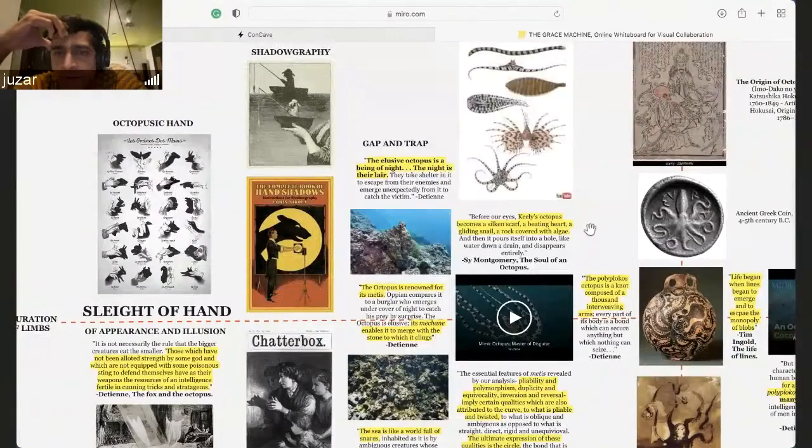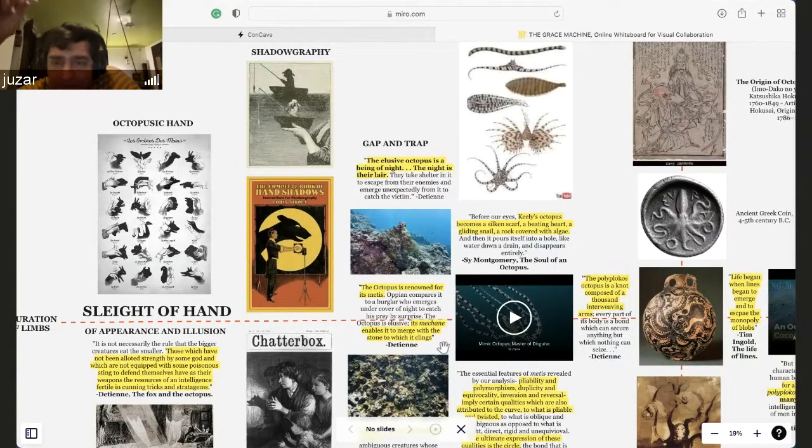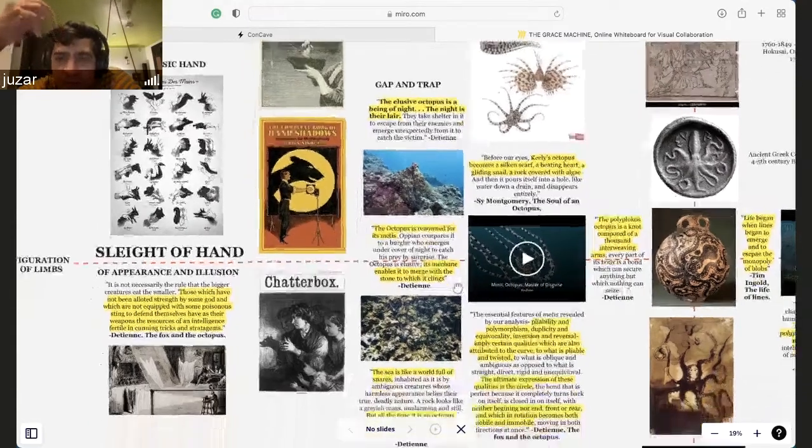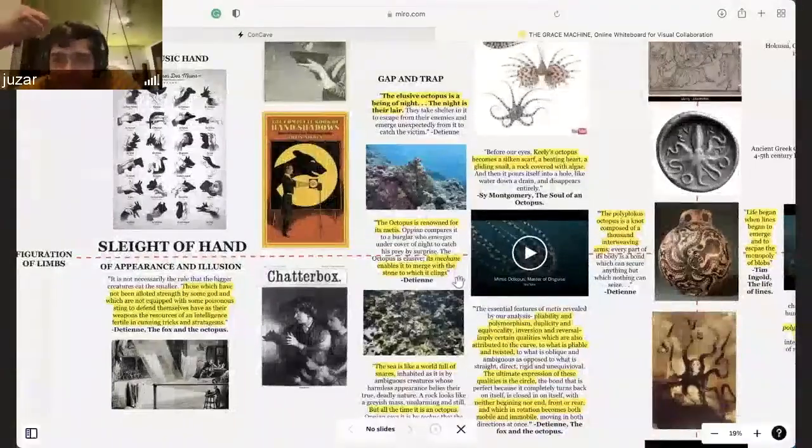And on the top, you find different variations on the figure. The mimic octopus can take, as far as we know, 15 different forms of other creatures, maybe more. This is what we have been able to identify. Before our eyes, Keely's octopus becomes a silken scarf, a beating heart, a gliding snail, a rock covered with algae, and then it pours itself into a hole. It pours itself into the hole, like water down a drain, and disappears entirely.